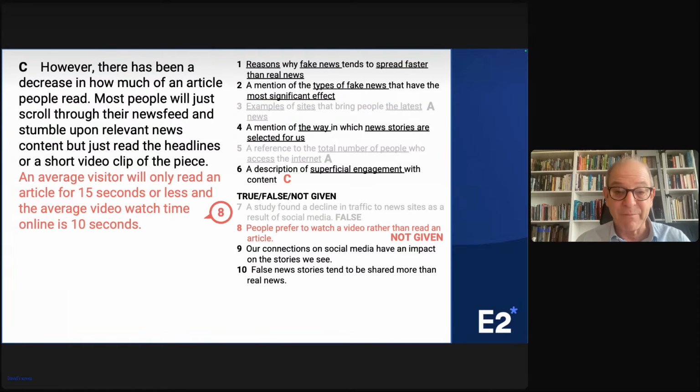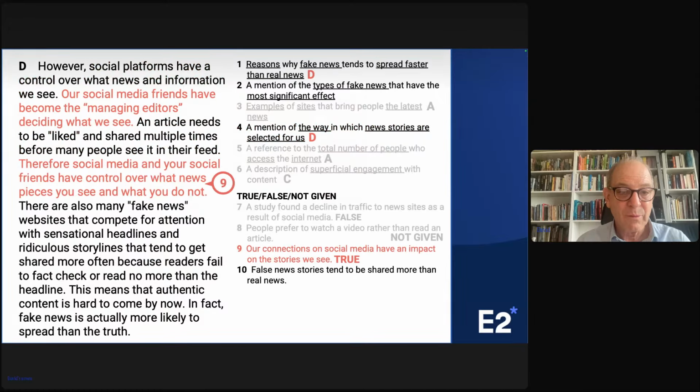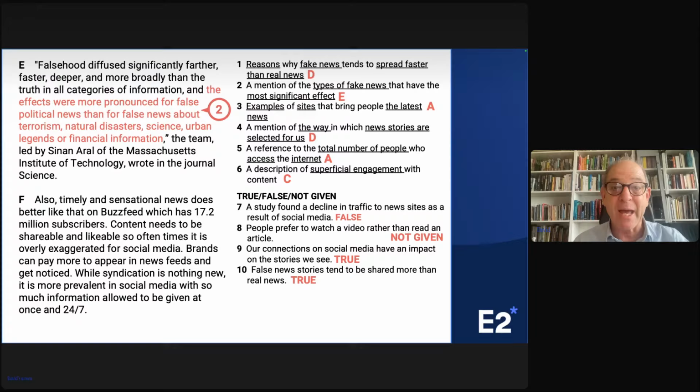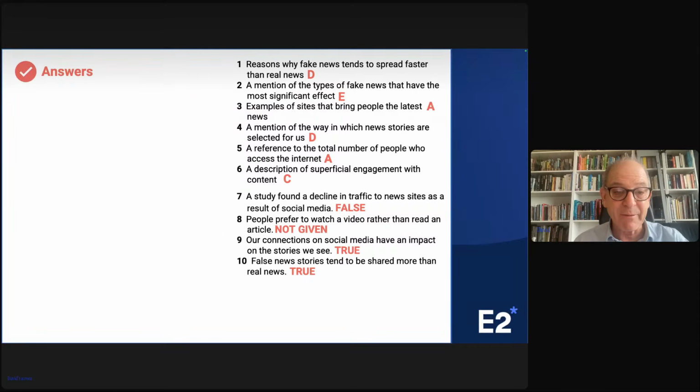Paragraph D. Paragraph E and F. Brilliant. So there we have our full list of responses for matching and for true, false, not given from paragraphs A, B, C, D, E, and F. Yep. So there are our answers.